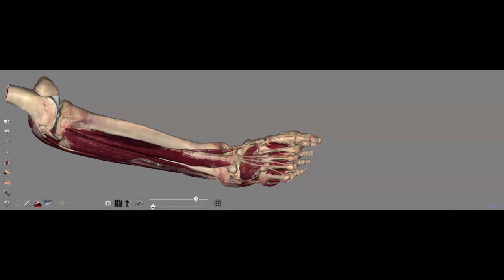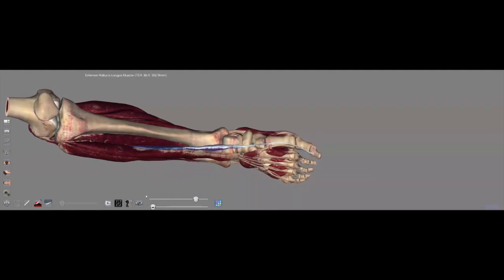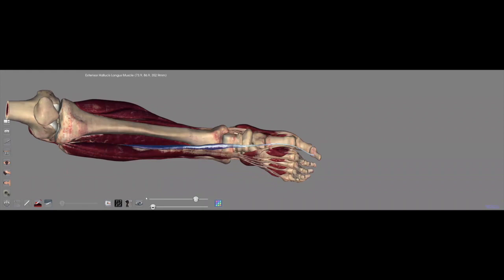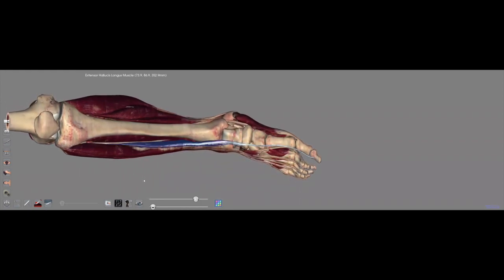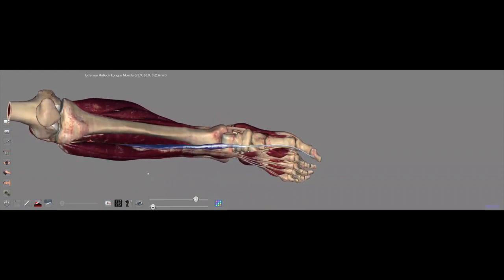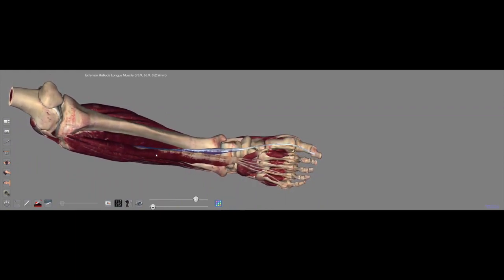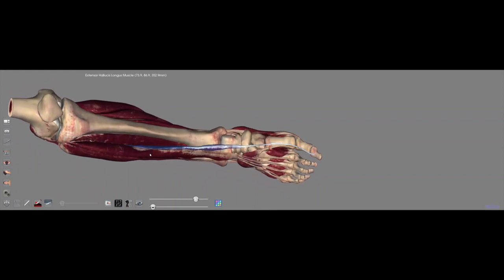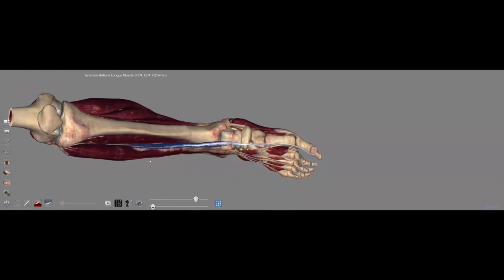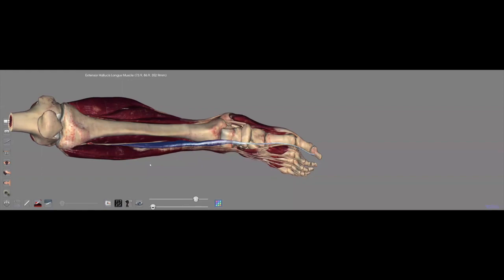just lateral to that, we will find the extensor hallucis longus muscle, or EHL. The EHL originates proximally on the middle part of the anterior surface of the fibula, as well as the interosseous membrane, which runs between the tibia and the fibula. Distally, the EHL attaches or inserts on the dorsal aspect of the base of the distal phalanx of the great toe.